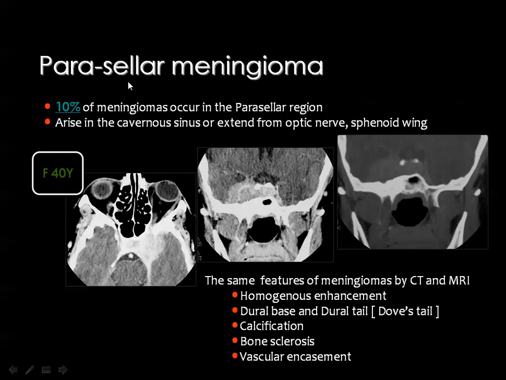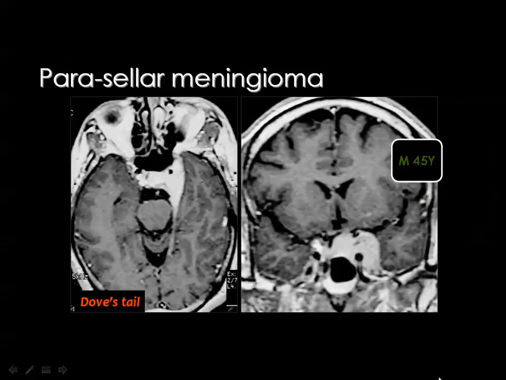Then parasellar meningioma represents about 10% of meningiomas, and similar to any other meningioma, it will show homogeneous post-contrast enhancement. It will show the dural tail. It may show calcium, and this is an important issue, which is bone sclerosis of the adjacent skull base bones. And you can compare this area adjacent to the meningioma with this area on the opposite side. You can easily appreciate the degree of bone sclerosis that is located here.